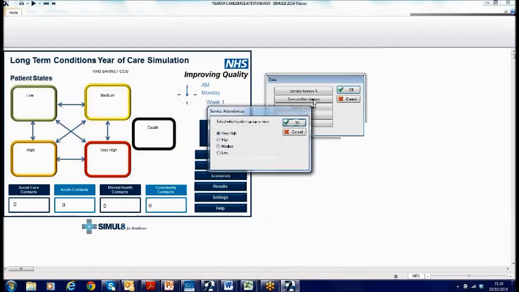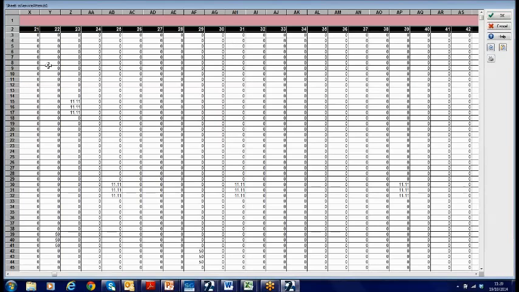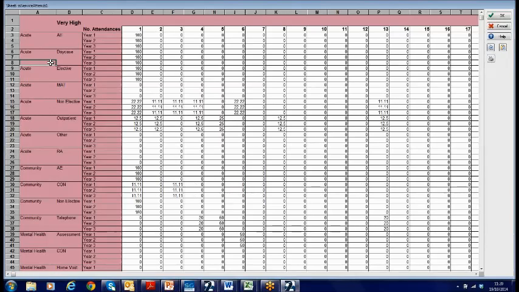Again, we can have a look at service attendances. So if we have a look at that very high group, we can see the proportion of people who are likely to attend that service more than once.